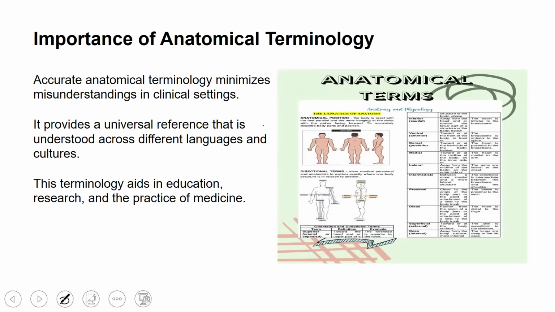So now, the importance of anatomical terminology. Accurate anatomical terminology minimizes misunderstanding in clinical settings. If you are able to understand this anatomical terminology, it will help you as a practitioner in medical or biological sciences in understanding terminologies in clinical settings. If you don't understand them very well, you will end up with a lot of misunderstandings in clinical settings.